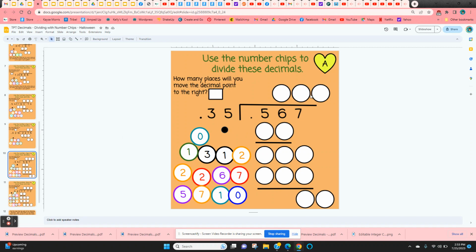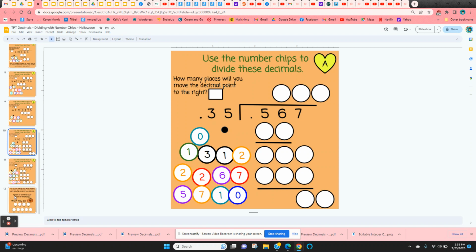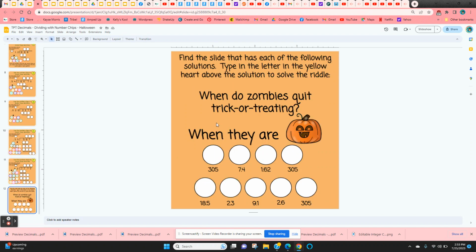Now, if you notice, every slide with number chips has a yellow heart in the upper right-hand corner with a letter in it. That letter is going to help them solve the riddle on the last slide. So there's a Halloween riddle. When do zombies quit trick-or-treating? To solve it, all they have to do is find these solutions. On one of the previous slides, you'll see a solution that's equal to these numbers. When they find that slide, they're going to take the letter in the yellow heart and type it right above its solution. If they do it correctly, it should solve the riddle.